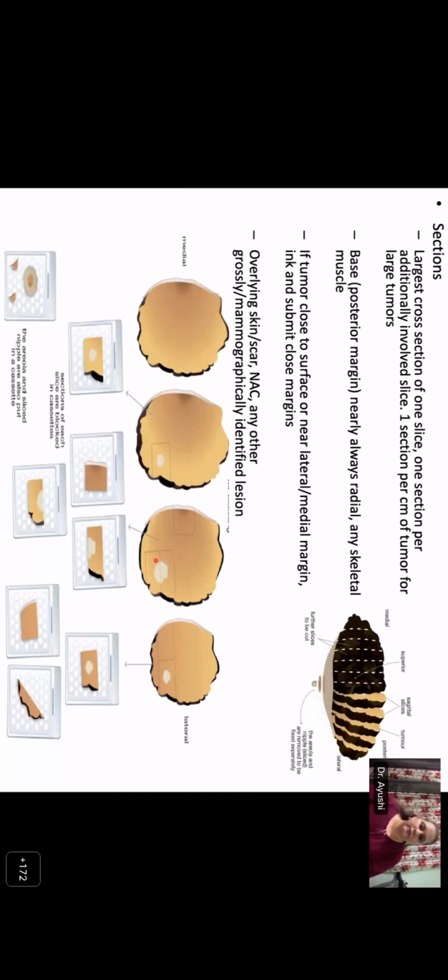Also, you have to take sections of the NAC and the overlying skin, and if there is any scar, you should try to take a section through the overlying skin scar.